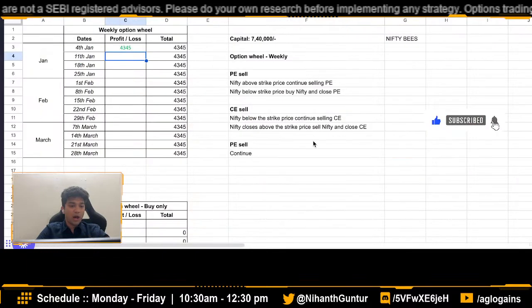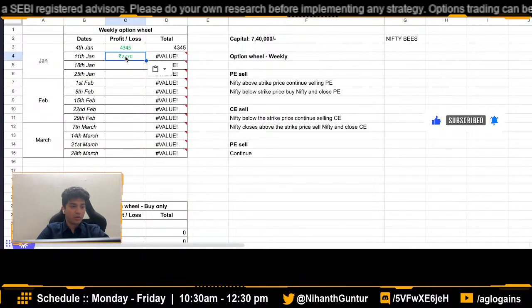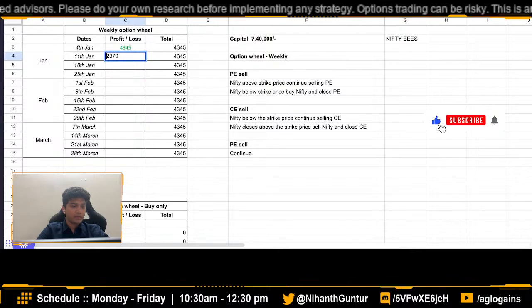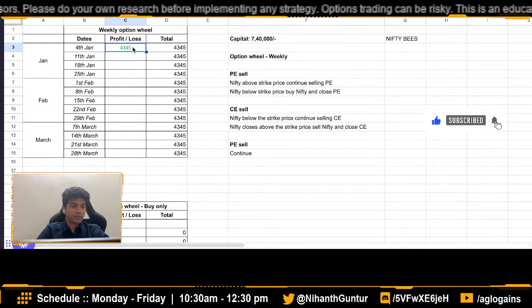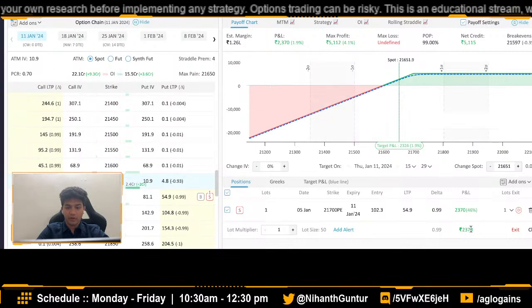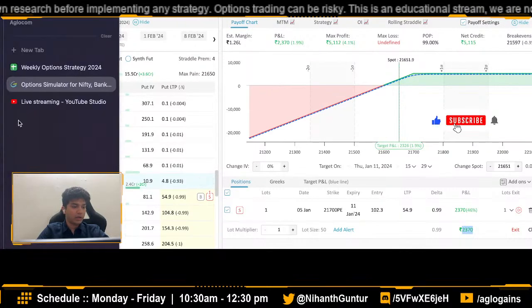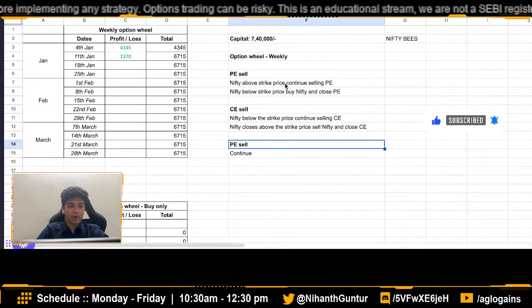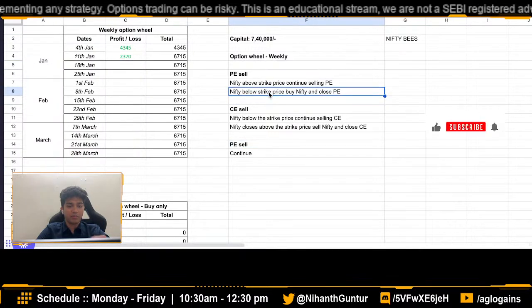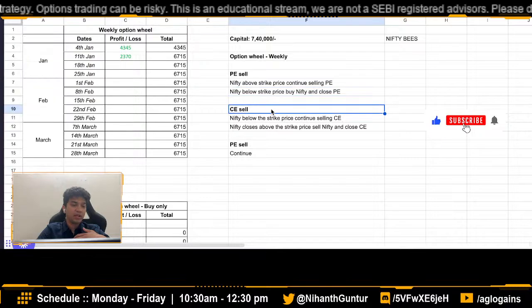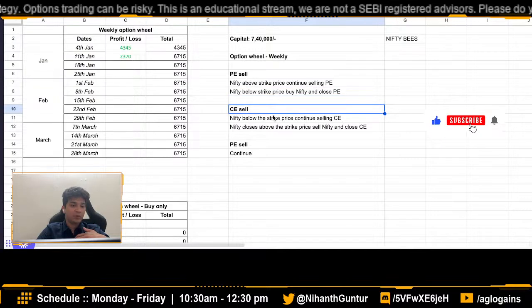Now, according to our logic, what we can do is, just give me a second. So it's 21,700. So according to our logic, what should we do? Because the Nifty is below the strike price, buy Nifty and close the PE option and then move to CE selling. All right. So this is what we are going to do now. Just give me a second.